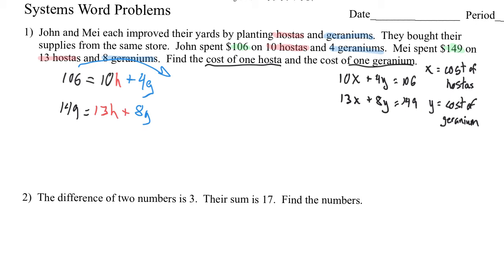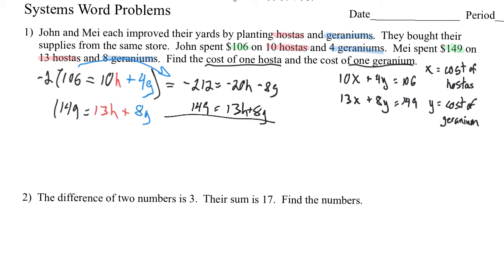I will point out that the 8 is twice the 4 on the geraniums here. So if I double the first equation but make it a negative and don't change the second equation, that's going to allow us to eliminate the geraniums. So we have 106 times negative 2, so it's going to be negative 212 equals negative 20H minus 8G. And I'm not going to change the other equation because I want the 8G's to cancel out. And then I'm just going to add up the columns.